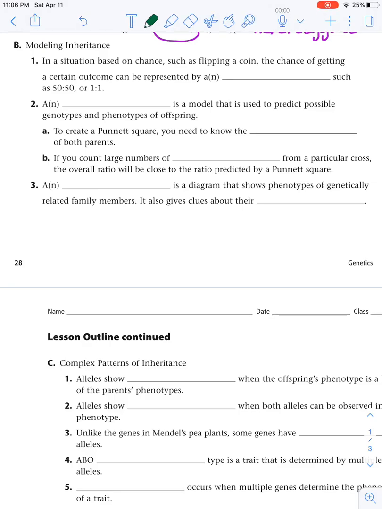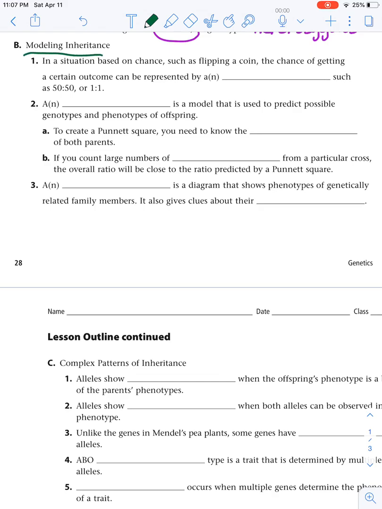Okay, here we are on the second part of lesson 2. We just read the last 5 pages of the lesson, and so now we're going to fill in the blanks for our notes. The first part of the lesson we read just now was modeling inheritance.